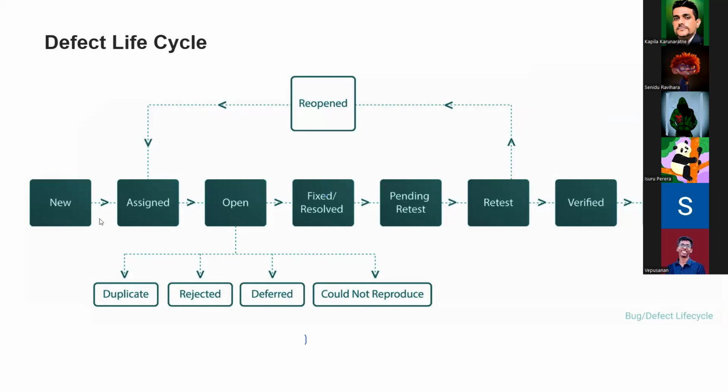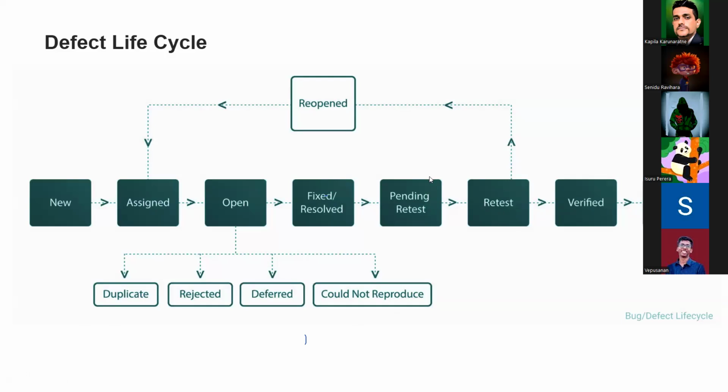So start with new, then it will be assigned to the developer. The developer will keep it open and then he will fix the defect. Once he fixes it, he will mark it as fixed. But if he can't fix it because it's a duplicate, an incorrect defect, or it's not going to be fixed this time, or he can't reproduce it, then he will close it with a comment. And if he's fixed it, then he will send it to the tester to test. If it is actually fixed, then they can verify and close. If it is not really fixed, then they reopen and assign it back. So this is a basic life cycle.